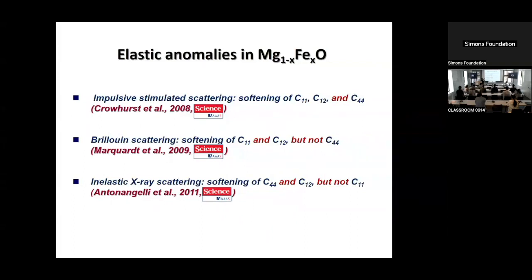The first experiment, three different techniques, said that there were similar anomalies in all the elastic coefficients. Brillouin scattering detected anomalies in C11 and C12, but not in the shear elastic coefficient. Inelastic X-ray scattering said no, C44 and C11 have anomalies, but not C11.